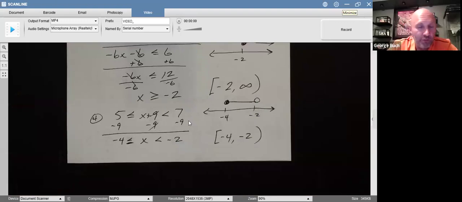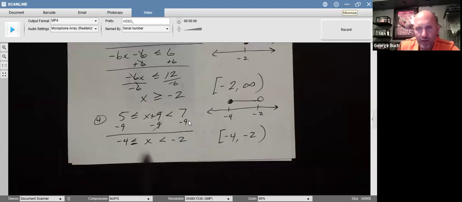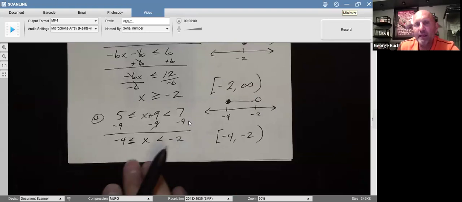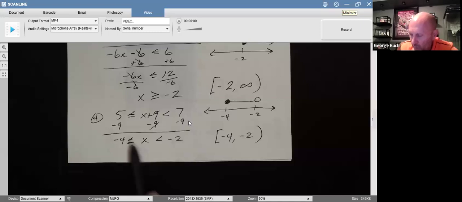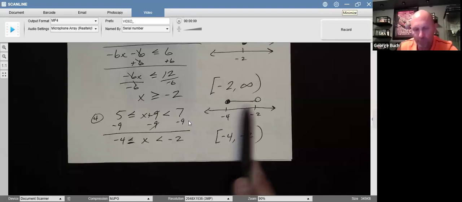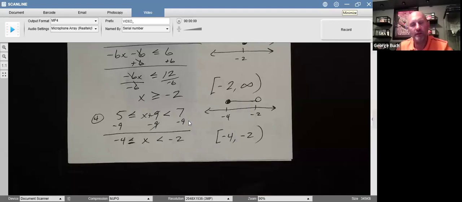So if it's asking for inequality notation, that's it here. But on the test, it's going to ask you to write it in interval notation. So that's everything between negative 4 and negative 2. Negative 4 is included, negative 2 is not. So closed circle, open circle, which means bracket and parenthesis.